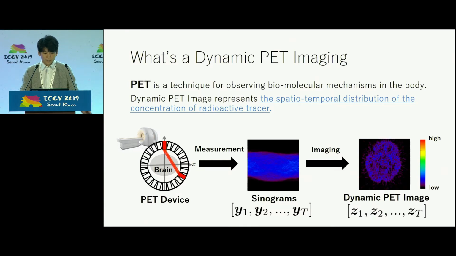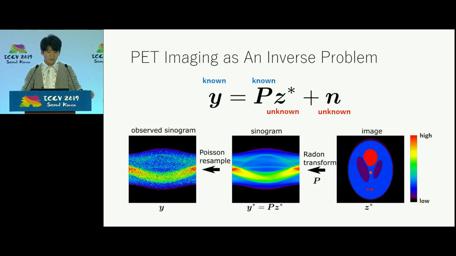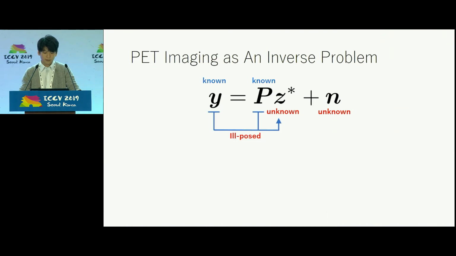Dynamic PET image represents the spatio-temporal distribution of the concentration of radioactive tracer. PET imaging can be considered as an inverse problem. Observable sinogram Y is mathematically formulated by the radon transform of PET image Z plus noise N. The task here is to estimate Z from Y and P, but this is a very ill-posed problem because of noise.